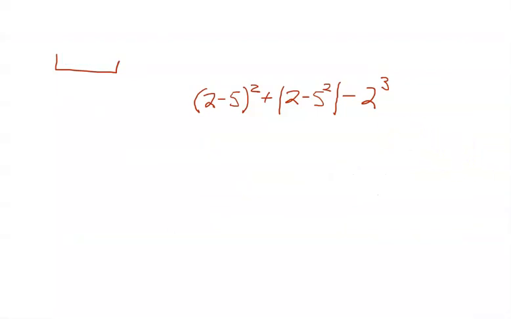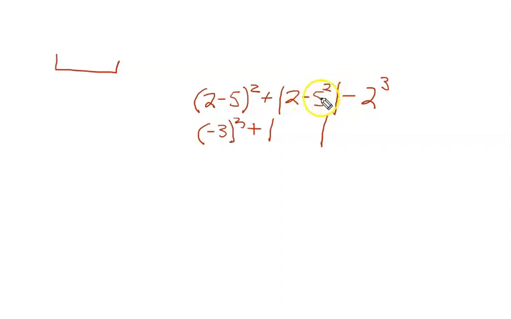Now here, this gets a little more challenging. So we have a number of grouping symbols. And within this grouping symbol, we have a 2 minus 5, which will then give us a negative 3 that we're going to square. Came out a little funny here. Plus, now this is absolute value as a grouping sign. We have 2 minus 5 to the second, or 5 squared.